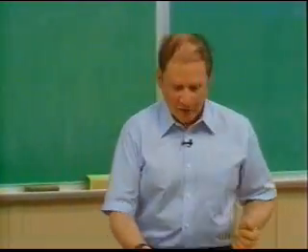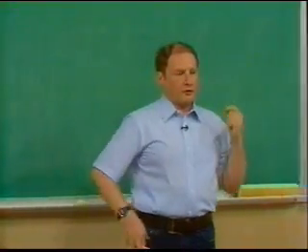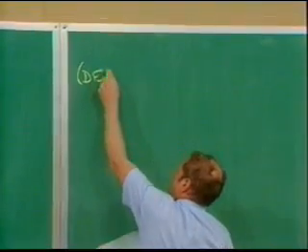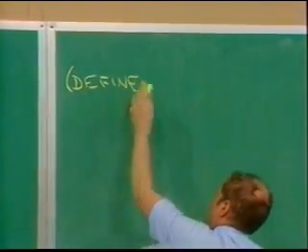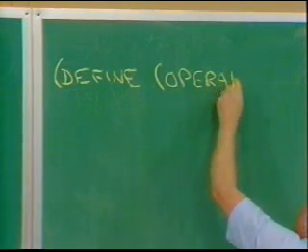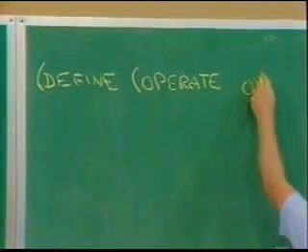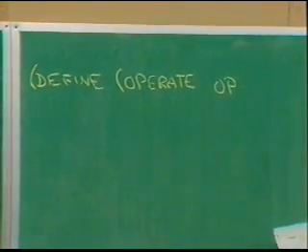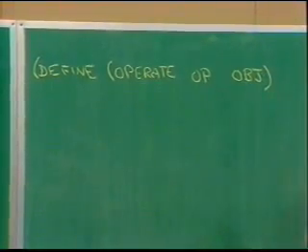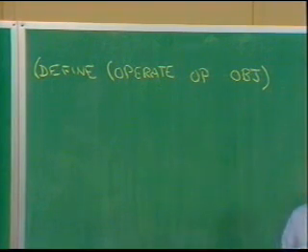The manager has been automated out of existence and is replaced by a procedure called operate. And this is the key procedure in the whole system. I'll say define operate. Operate is going to take an operation that you want to do, the name of an operation, and an object that you would like to apply that operation to. So for example, the real part of some particular complex number.